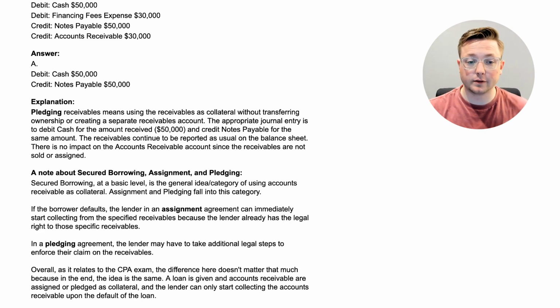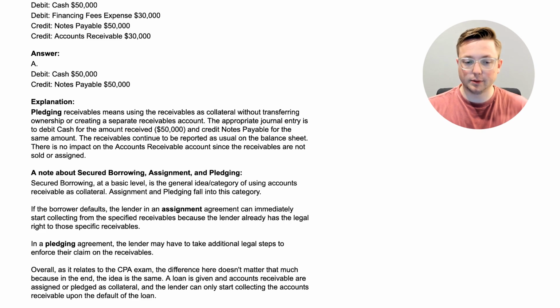So let's talk about pledging first. Pledging receivables means using the receivables as collateral without transferring ownership or creating a separate receivables account. The appropriate journal entry is to debit cash for the amount received and credit notes payable for the same amount. The receivables continue to be reported as usual on the balance sheet. There is no impact on the accounts receivable account since the receivables are not sold or assigned. And we'll talk about assigned here in just a second.